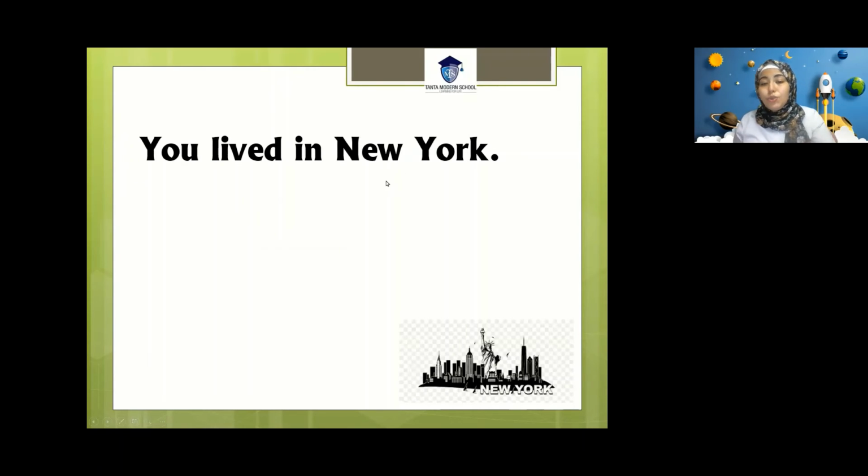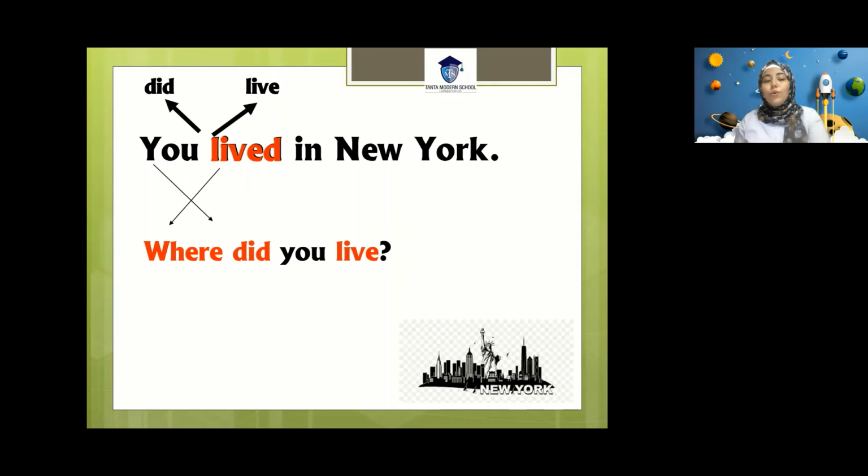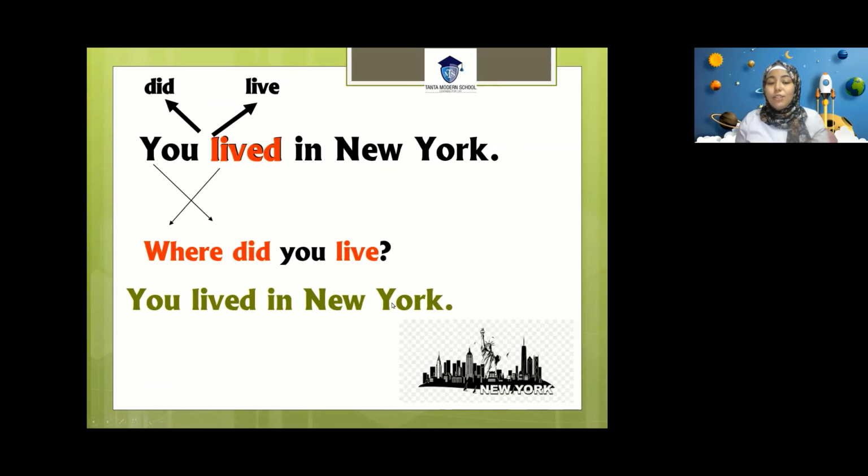Now here I want to ask about New York. How can I ask about New York here? First, there is a verb which is lived. Yes, did and live. Then we make a cross. So we will begin with where because New York is a place. So where did you live? You lived in New York.